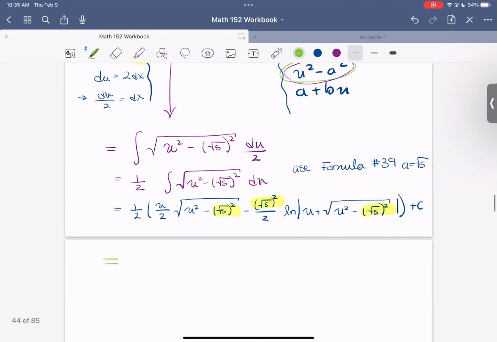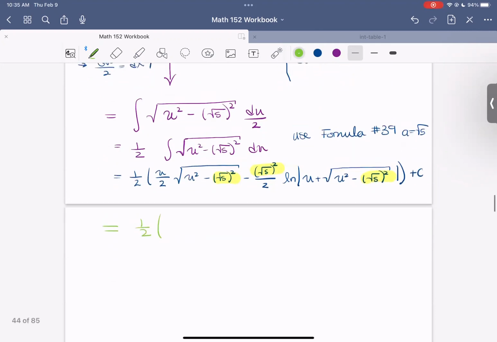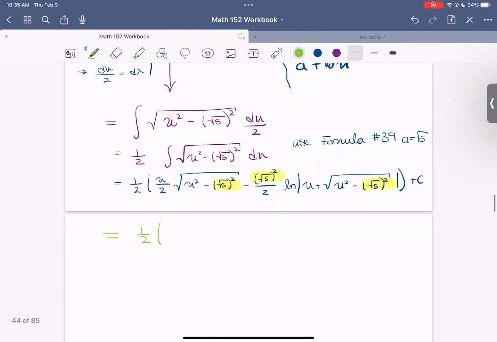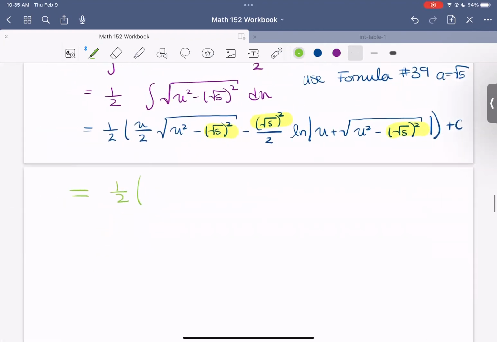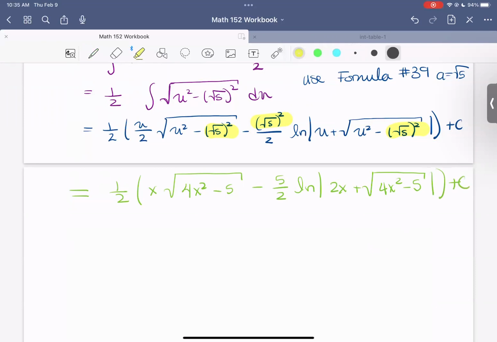So this is equal to 1/2 times, with u equal to 2x, we have 2x over 2, where the 2's cancel, so I can just write x, times the square root of (2x) squared, which again becomes 4x squared, minus 5, minus 5 over 2 ln of 2x plus the square root of 4x squared minus 5, with that absolute value in the parentheses, plus c. And there we have it. So our integral becomes this solution.